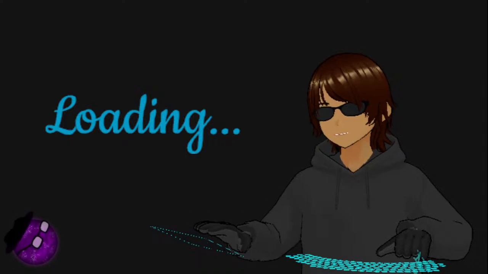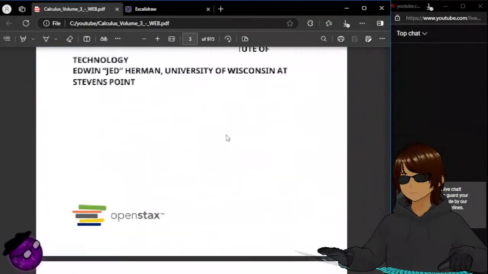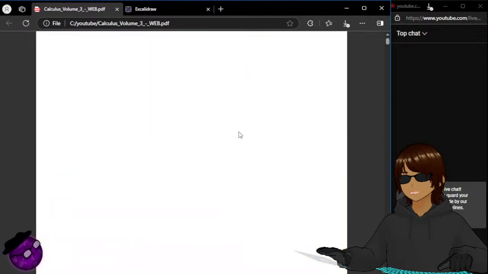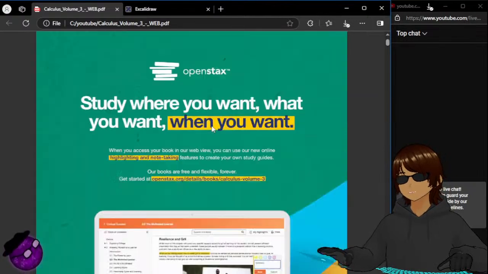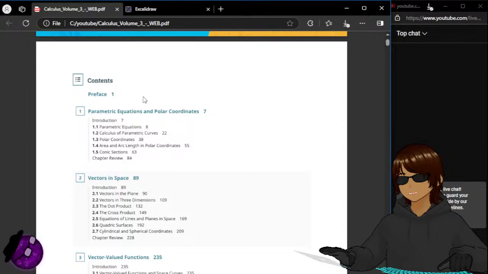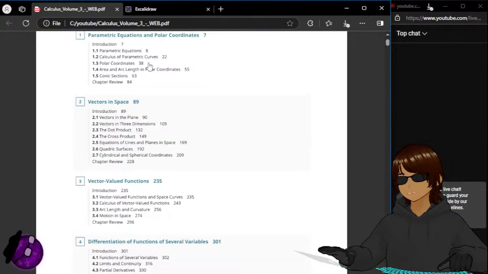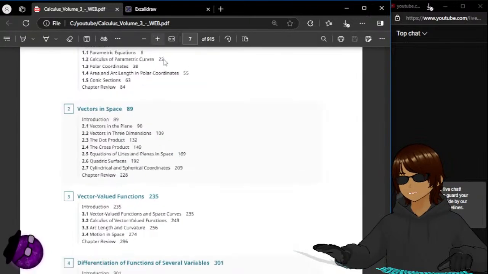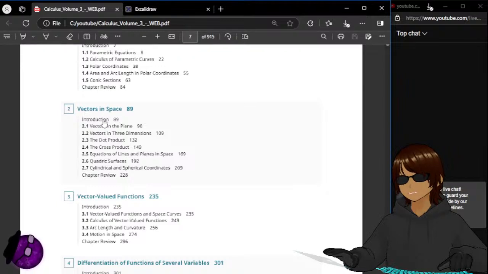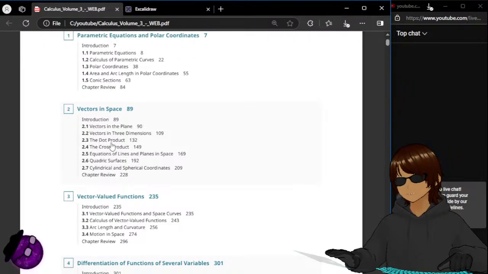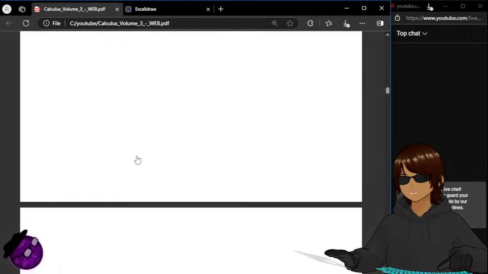Okay, let me just change to full screen. So I downloaded the PDF of Calculus Volume 3. And yeah, so this part was what I was studying last time, vectors in space. I did dot product and cross product. I will study this and maybe this chapter as well.